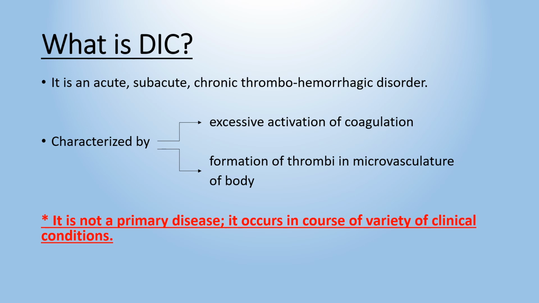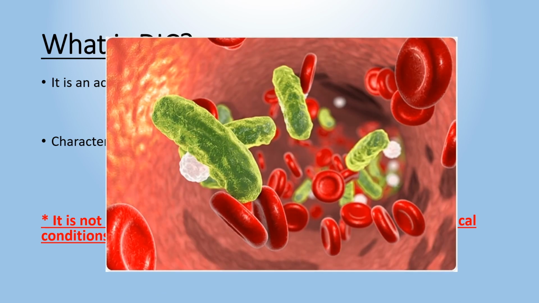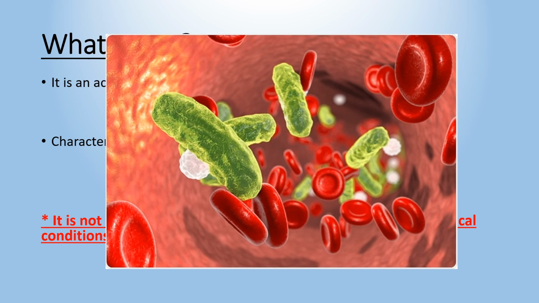For example, in septicemia, widespread bacterial infection and the increased presence of bacteria and related toxins in blood is the primary disorder, and widespread activation of coagulation, or DIC, occurs as a secondary complication of that bacterial infection.